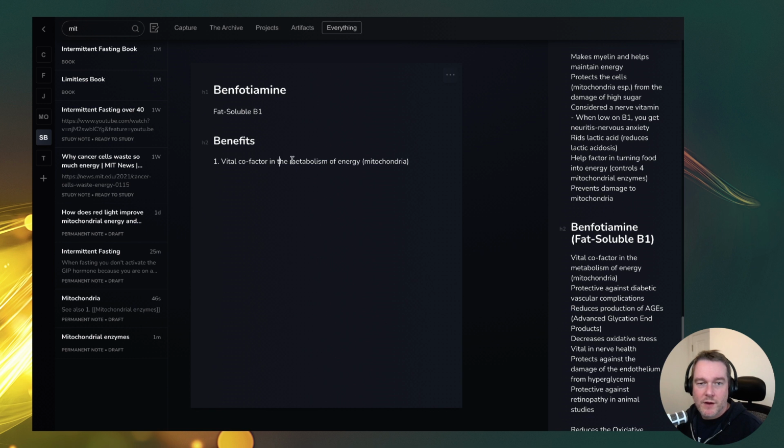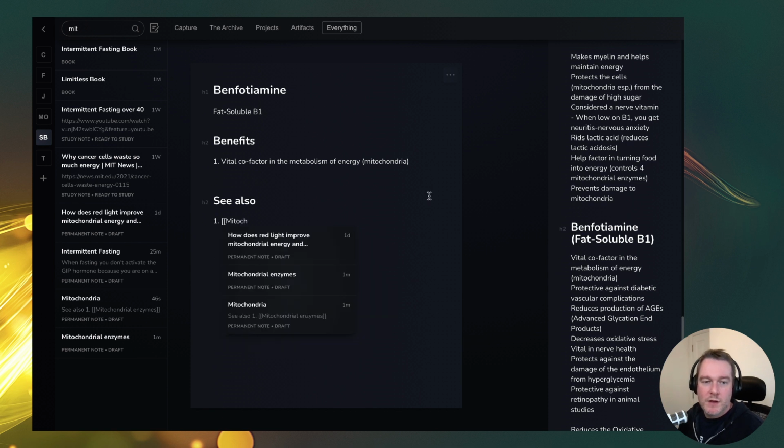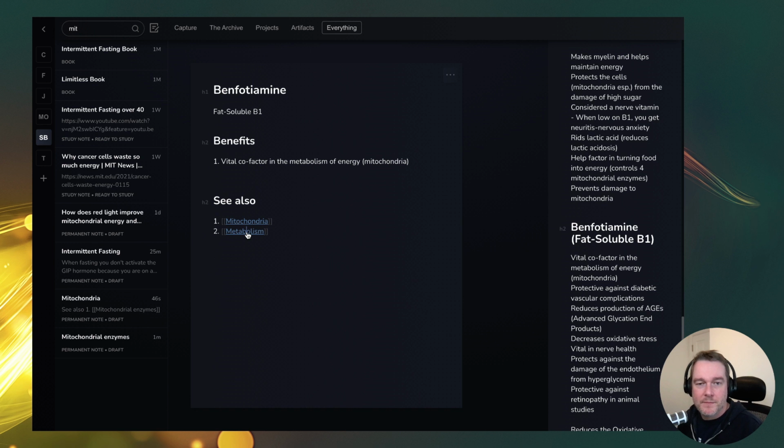Vital cofactor in the metabolism of energy. So we got C also. C mitochondria, and I don't think I've got metabolism. Right. The problem with medicine, in a way, or this biology, is that you've got an awful lot of terminology to link together.